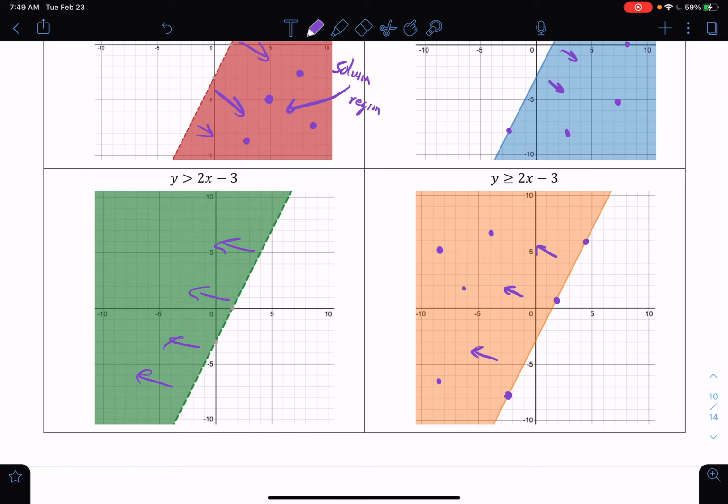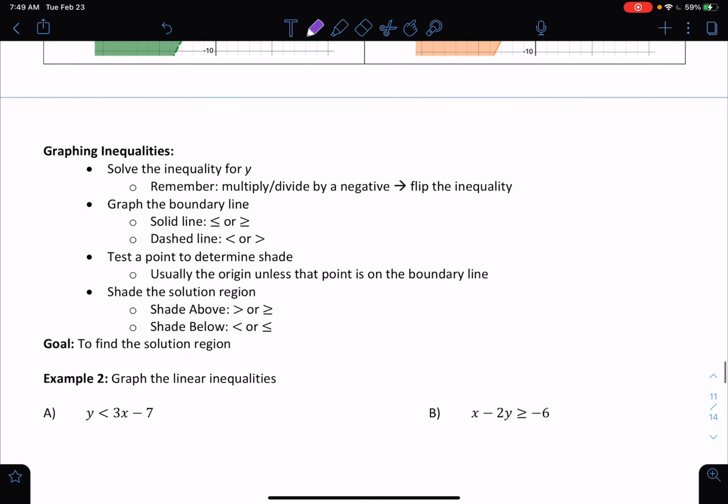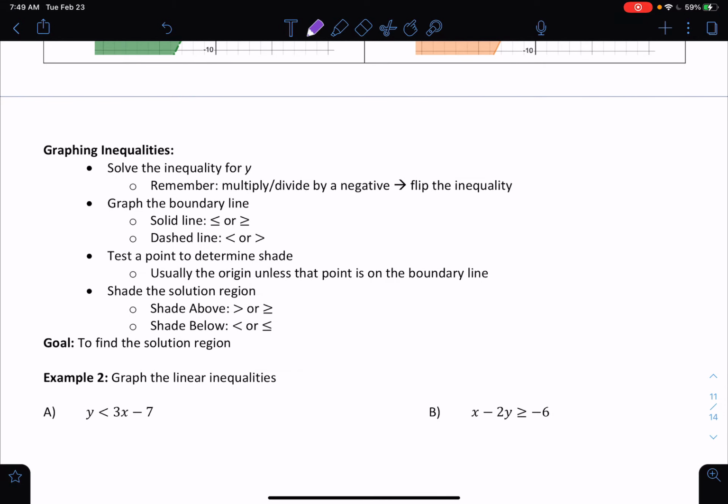Okay, so graphing works very similarly to how we did it when we were dealing with linear equations. We have to solve the inequality for y, which is just like getting into slope-intercept form. So y, and then instead of an equal sign, we're going to have some inequality symbol, mx plus b. Just the new thing, remember, when we're dealing with inequalities, if you multiply or divide by a negative, you have to flip the inequality symbol. And then that is going to be our boundary line.